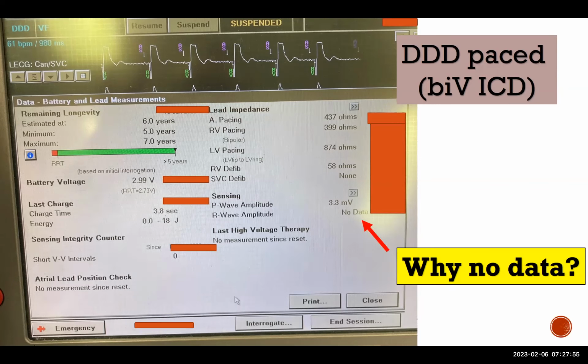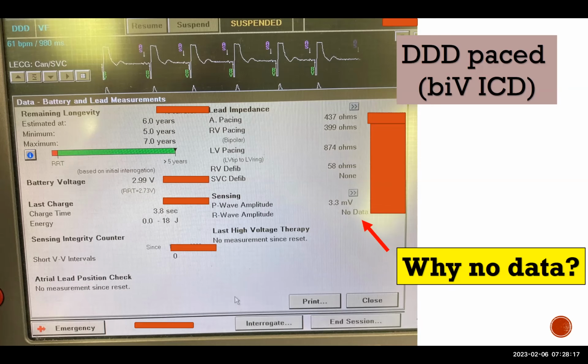Now, when we're in the office, when I see this, what I will often do is try to measure the R wave. And how would I do that, Dave? Let's say the patient is paced all the time, and you see here that the heart rate is 61. How could I reprogram the pacemaker temporarily to try and measure an R wave?